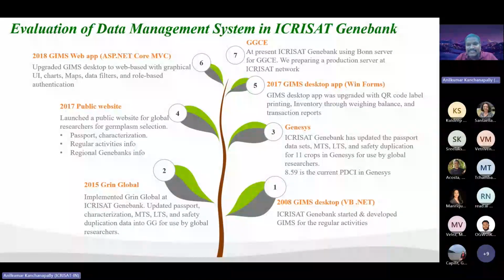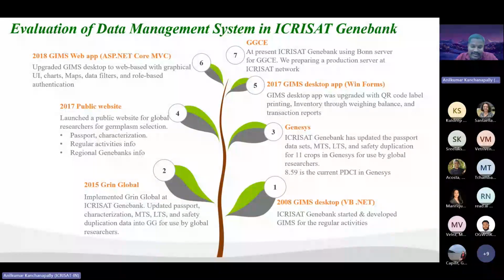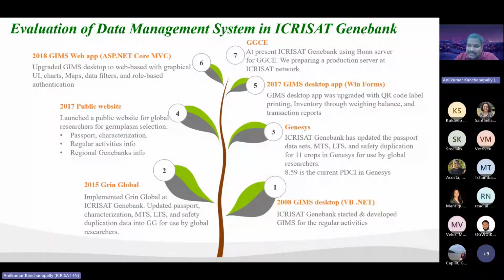After that, in 2017, we started redeveloping GIMS with integrated QR code and barcode printing options. The application we developed in 2008, which my previous colleagues developed, is not compatible with the current operating systems. So in 2017 we started a desktop application. The QR code printing is very robust and very useful. Currently, we are using that application in ICRISAT Genebank for printing barcodes.